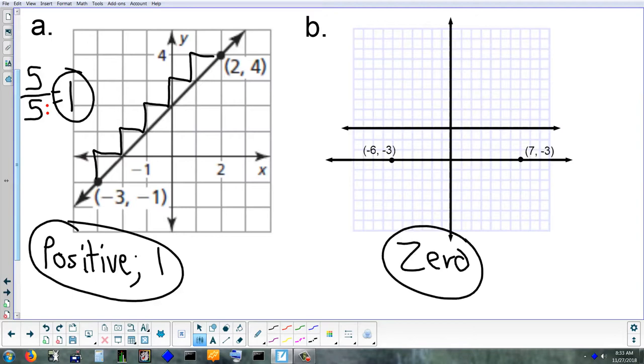Okay. 0 undefined or just 0 undefined? There's no more than that. All right?